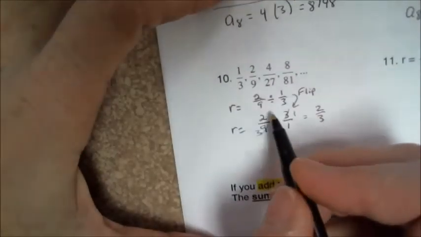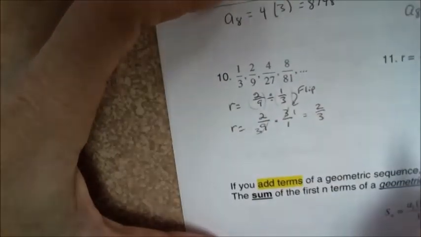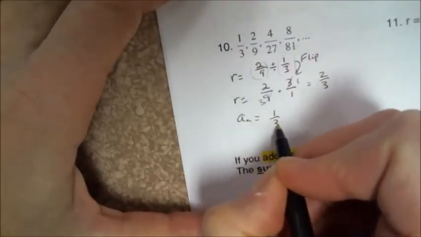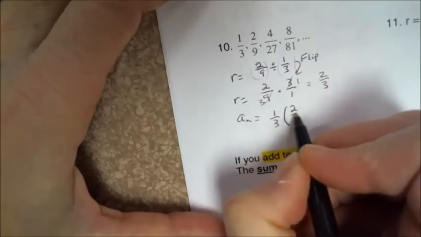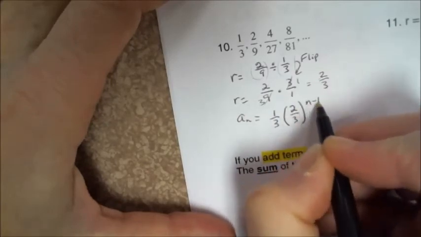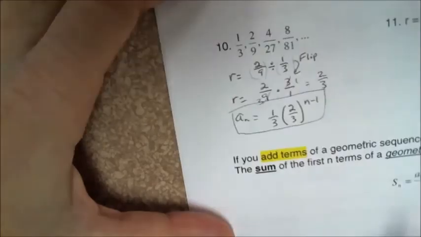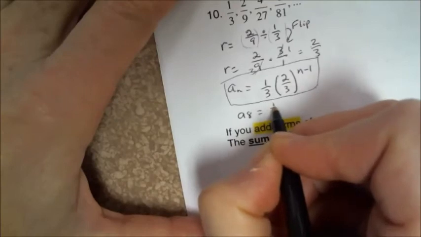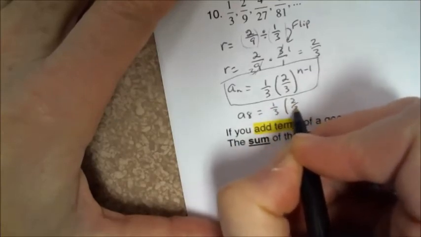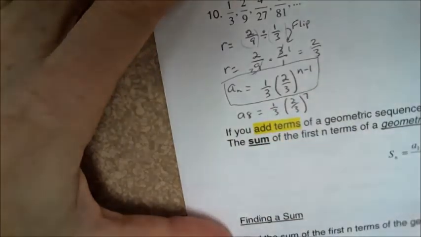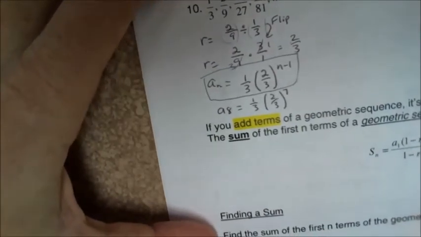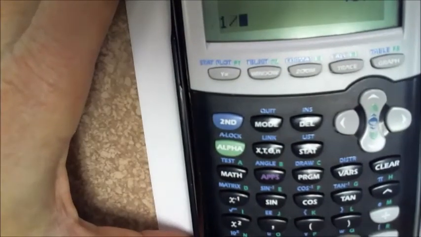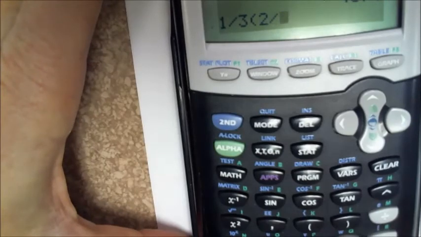Or you could do it in your calculator too. Just make sure you put parentheses around these values. So the nth term is the first term, which is 1/3, times the r value, which is 2/3, to the n minus 1. It's a little tricky with those fractions. The 8th term is 1/3, parentheses 2/3, to the 7th power. So let's see what that turns out to be. 1/3 times 2/3 raised up to the 7th power.